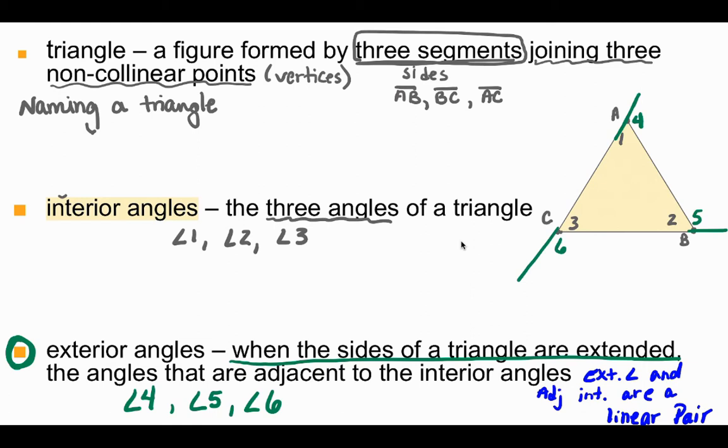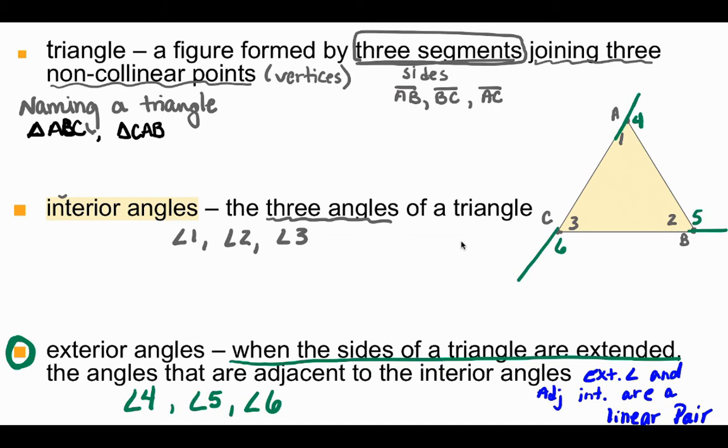The most common way you're going to see a triangle named is using the symbol. You'll see the triangle symbol, and then the three vertices, and they can go in any order. You usually see them in alphabetical order. You can also see them in an order where it spells out a word. So triangle ABC and triangle CAB are the exact same triangle.